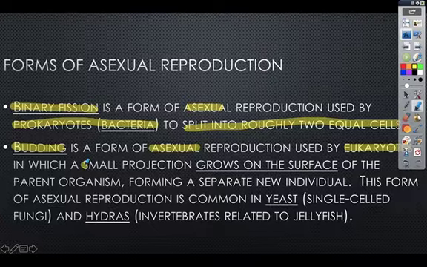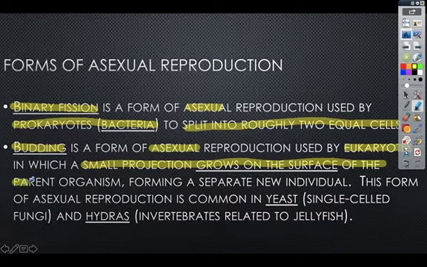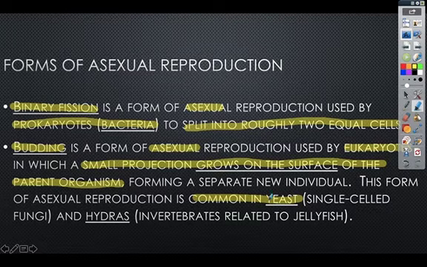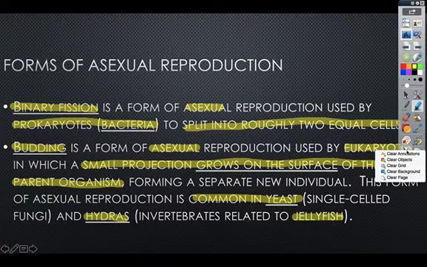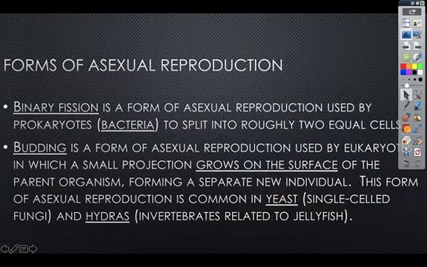But basically what happens is a small projection grows on the surface of the parent organism. I say it grows a buddy. So budding, buddy. It grows a little buddy, and eventually that little buddy gets big enough that it separates and becomes its own individual. You're going to see this sometimes in yeast and in hydra, which are related to jellyfish. So that's two of the types of asexual reproduction. We got a couple others we want to discuss.